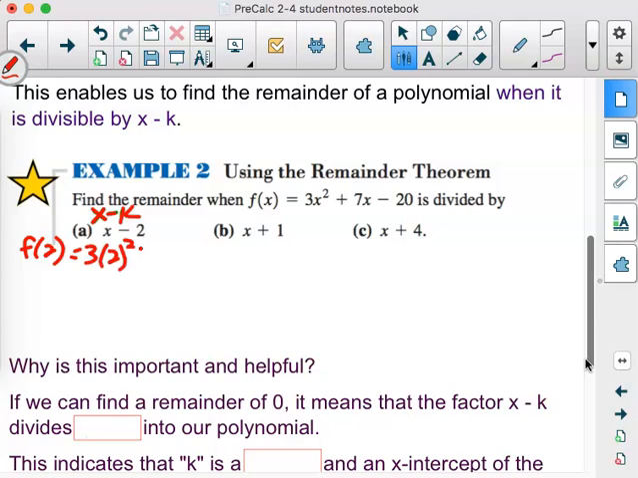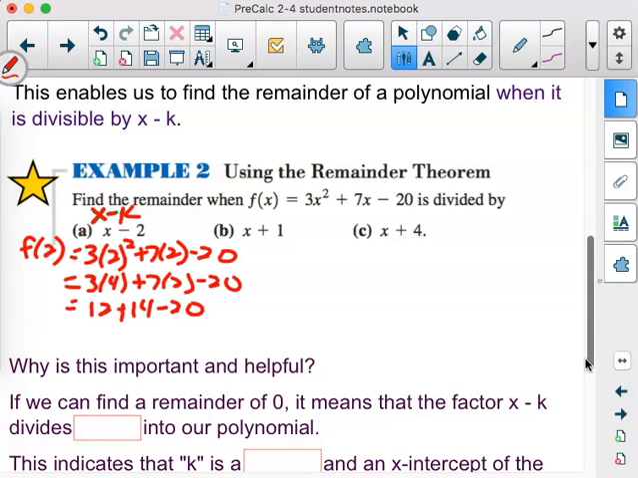So I'm going to put a 2 in, and I'm going to see what I get for remainder. 3 times 2 squared plus 7 times 2 minus 20. Well, you follow the order of operations. You have to do powers first. 2 squared is 4. So 3 times 4 plus 7 times 2 minus 20. Multiply and divide from left to right. 12 plus 14 minus 20. And then we'd go ahead and add and subtract from left to right. So 12 plus 14 would be 26, minus 20 is 6. So this doesn't divide in evenly. It comes out with a remainder. It will have a remainder of 6. And if that's all we wanted to know, then that's all we have to do.